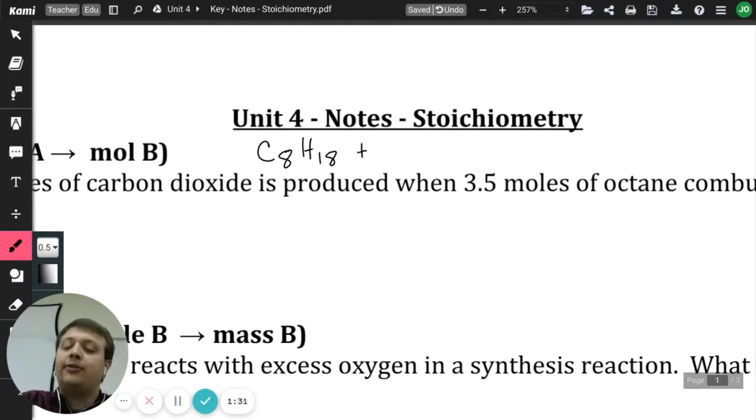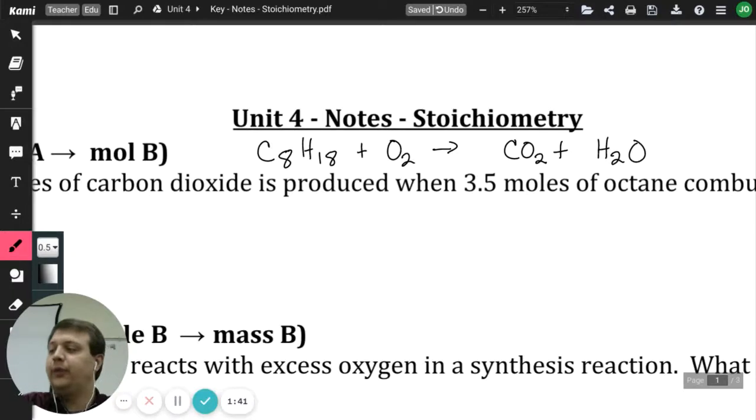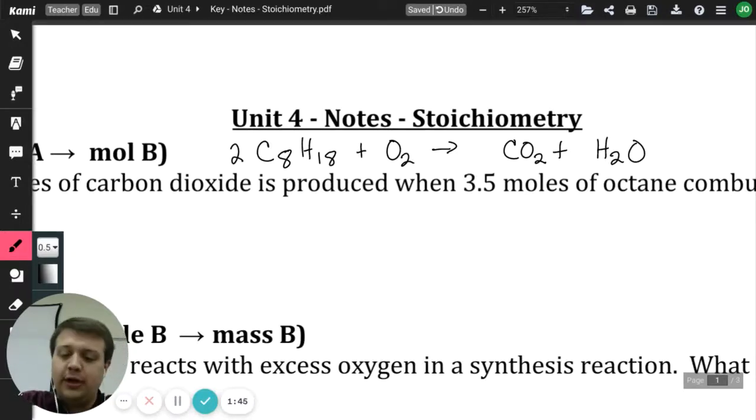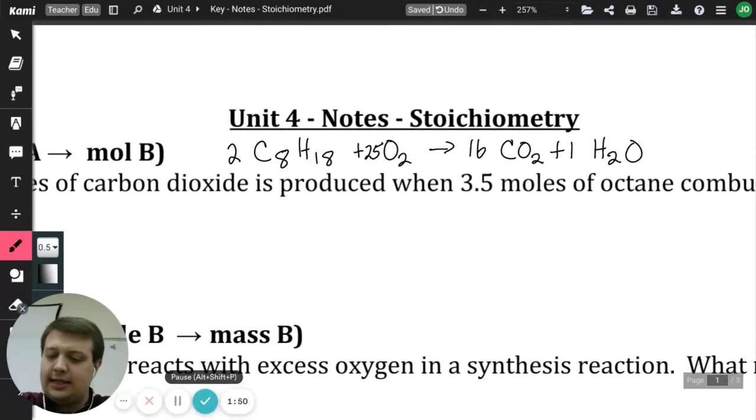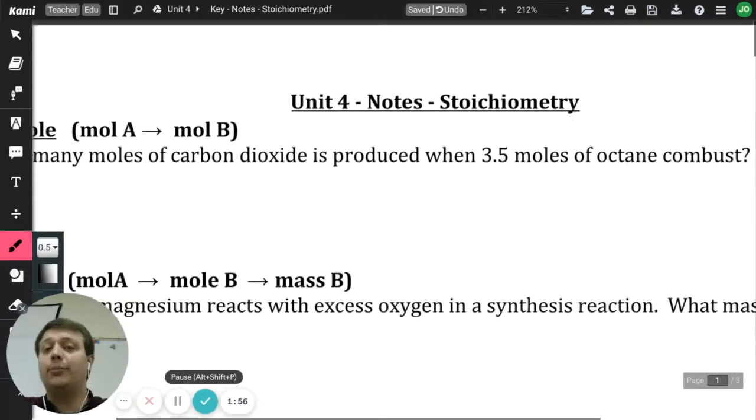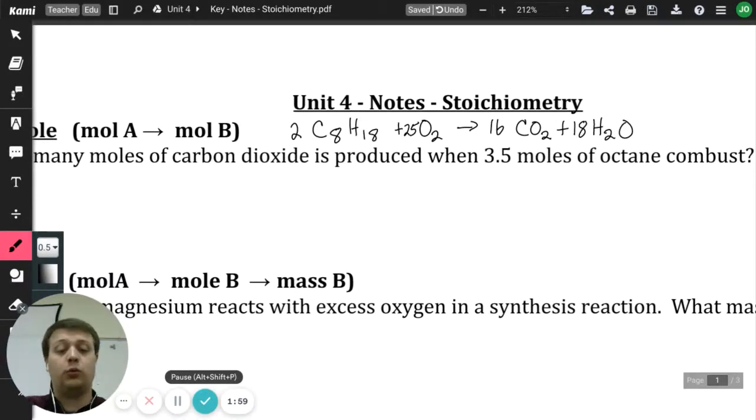Plus oxygen, because anytime we've got combustion, we've got to have oxygen. And that's going to form CO2 and H2O. Then when we balance, we're going to end up needing a 2, a 25, a 16, and an 18 for our coefficients. Those are very important because that's where we're going to find our mole to mole ratio.